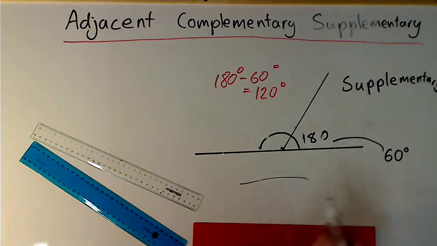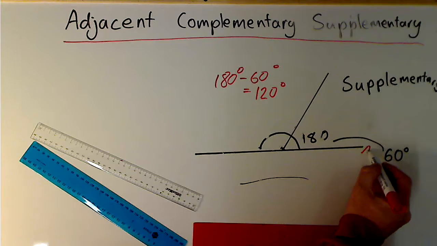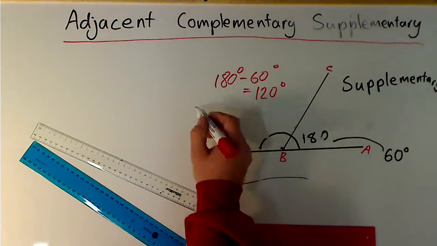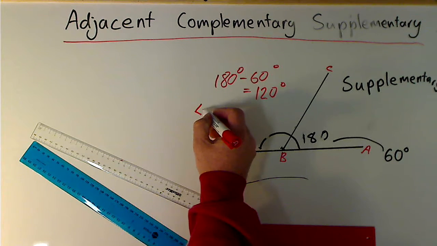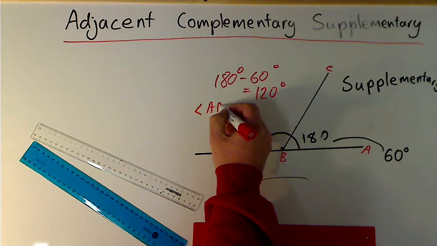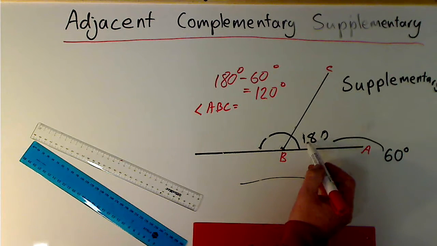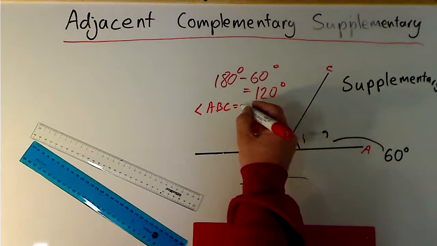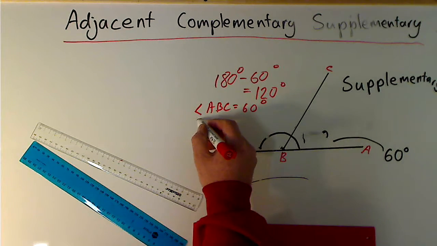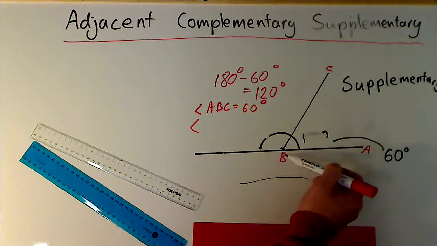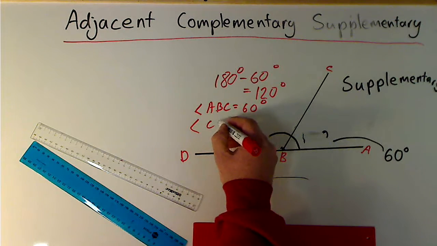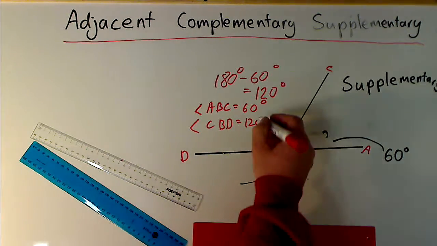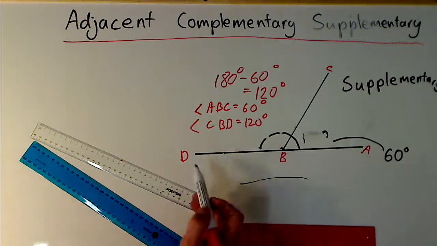Perfect. Righto. So if I said that was A, and this is B, and that is C, could I write and say that angle ABC equals, well, what do we say it equals? 60 degrees. And then angle CBD, is that right? Yep, CBD has to equal 120. Perfect. Fantastic. And they're supplementary.